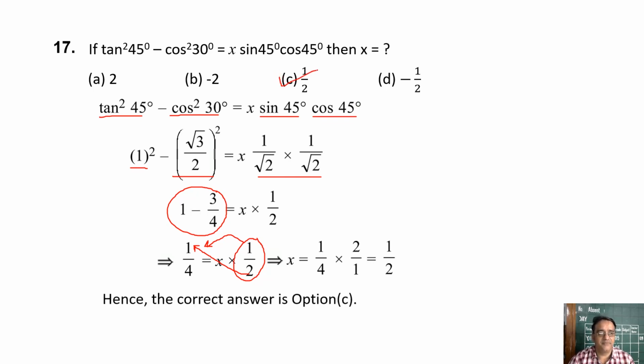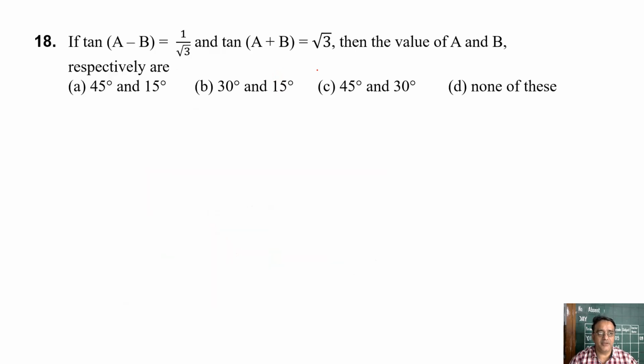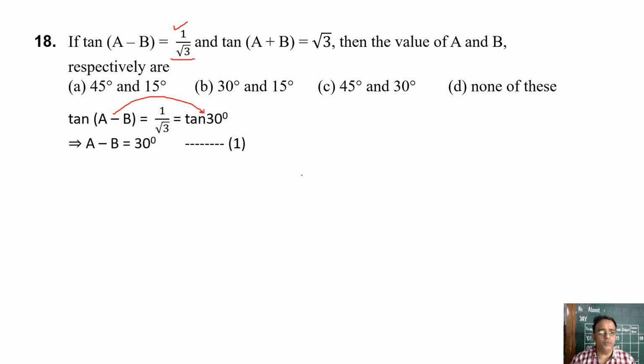Option C, right. So now let us move towards question number 18. If tan of a minus b is equal to 1 upon root 3 and tan of a plus b is equal to root 3, then the values of a and b respectively are. So let us start with the first one. Tan of a minus b is equal to 1 upon root 3. In tan, 1 upon root 3 comes at which angle? 30 degrees, right. So now we will equate the angles. We'll get a minus b is equal to 30 degree. Let it be equation number 1.